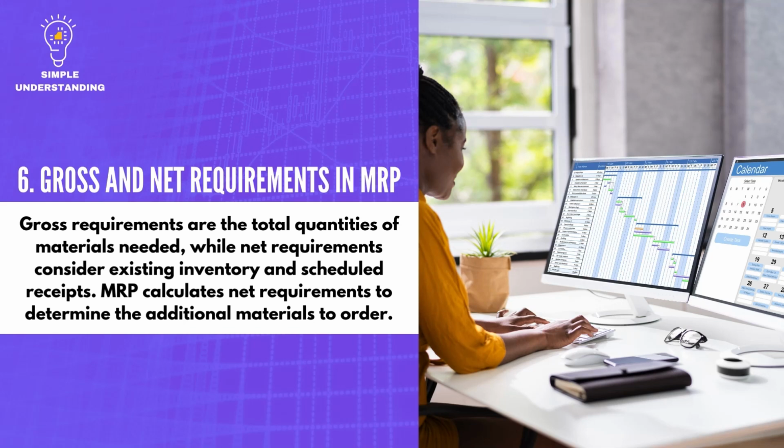6. Gross and net requirements in MRP. Explanation. Gross requirements are the total quantities of materials needed, while net requirements consider existing inventory and scheduled receipts. MRP calculates net requirements to determine the additional materials to order.